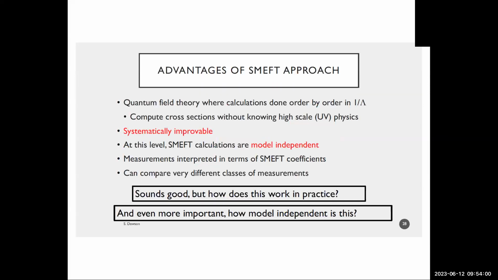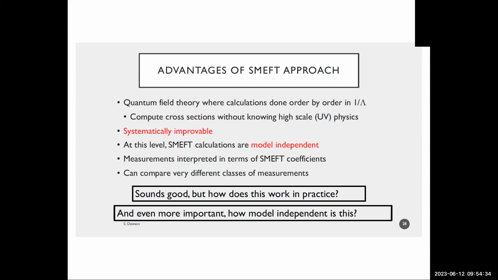Okay, so the advantage of this kind of approach is it's a consistent quantum field theory. So I can calculate things and believe them. I can calculate them order by order in the scale parameter 1 over lambda. I can compute a cross section in this theory without knowing the high scale physics. It's systematically improvable. I can calculate loops, whatever, as long as I'm strong. And so at this level, it's pretty model independent.